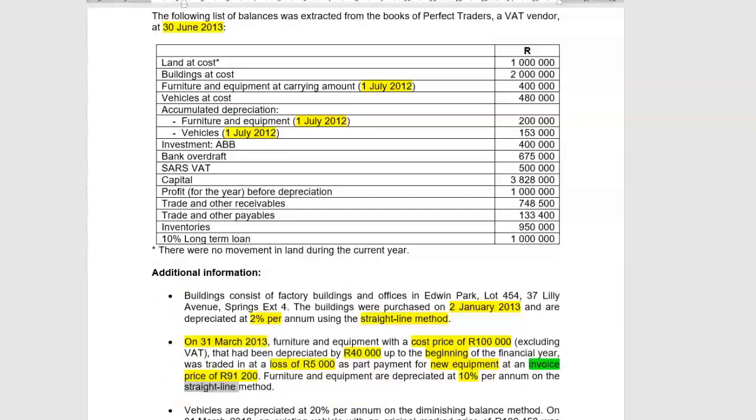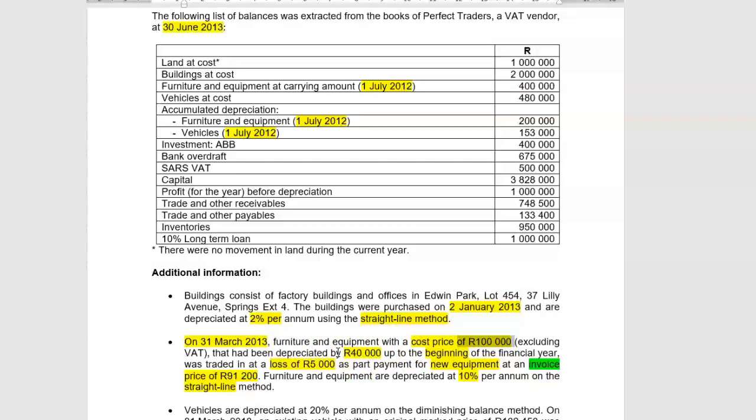Good, so let's do our furniture and equipment first. Furniture and equipment at the carrying amount as at the beginning of the year, 400,000. Accumulated depreciation at the beginning of the year, 200,000. So the cost price at the beginning of the year, 600,000, less accumulated depreciation of 200,000, gives us a carrying value at the beginning of the year of 400,000. On 31 March, equipment with a cost price of 100,000 and depreciated by 40,000 at the beginning of the year was sold at a loss.